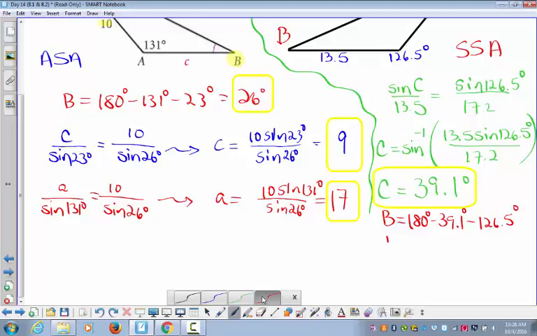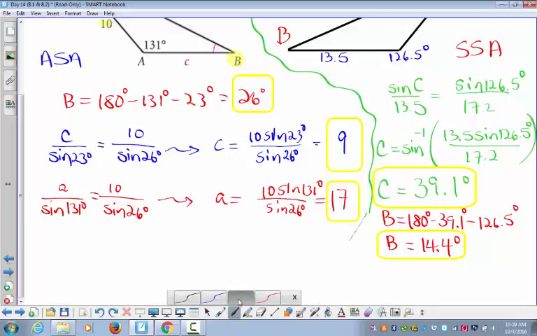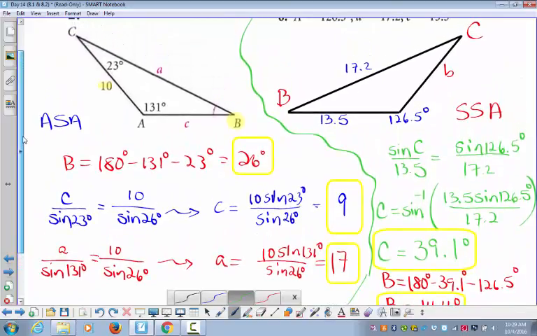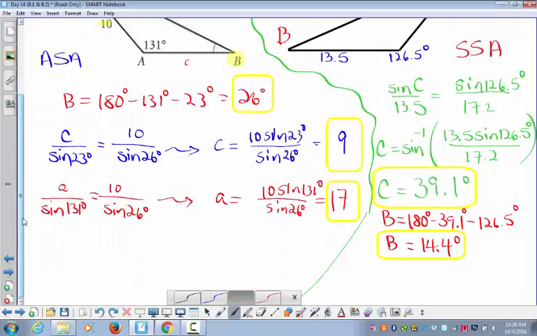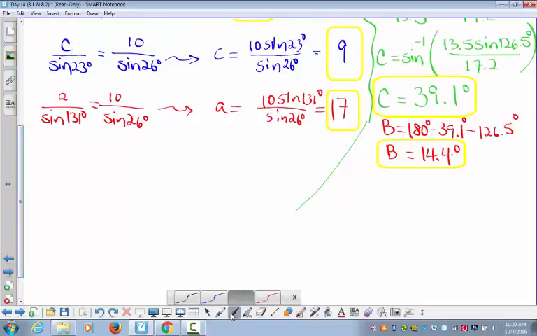126.5 degrees. So angle B is, what do we get with that? 14.4, thanks. 14.4 degrees. And then our last piece, we have one piece to go. And what is that? Side B. All right. So we definitely have to use angle B. So if you have to use a rounded angle, you have to use a rounded angle. You could go back and try to run this out further, but just keep it simple. We rounded C to the nearest tenth, so then we rounded B to the nearest tenth.